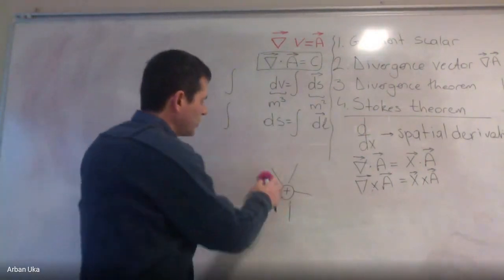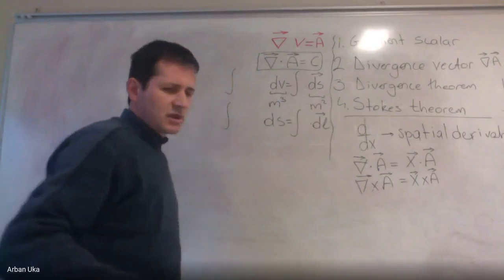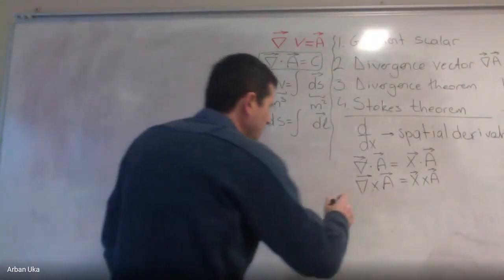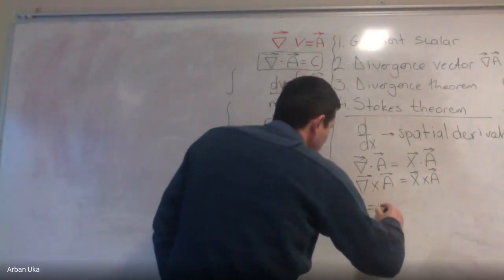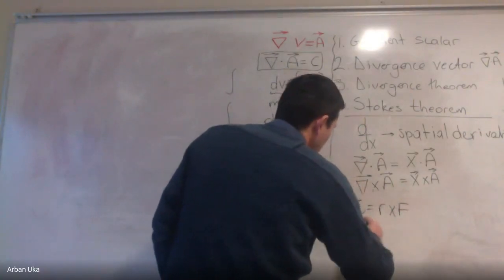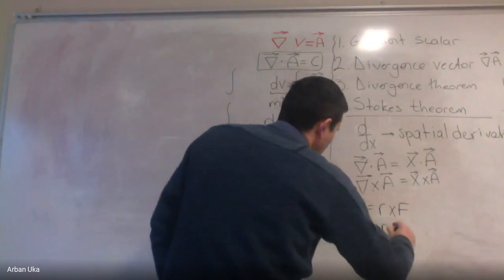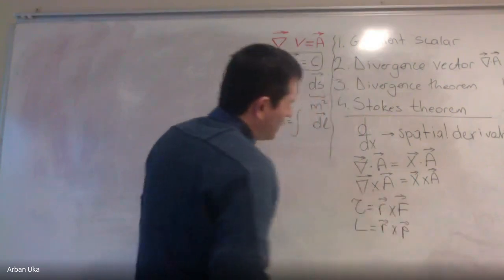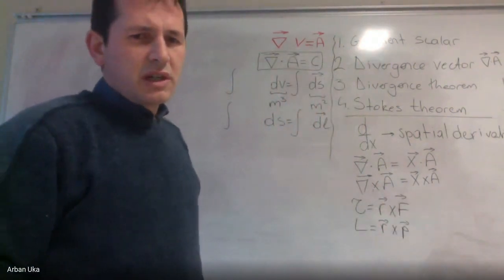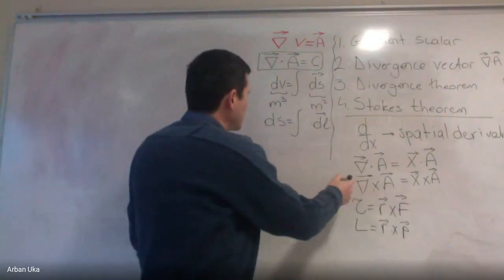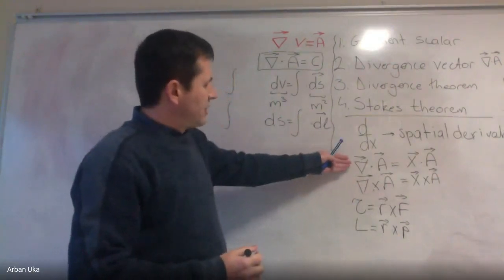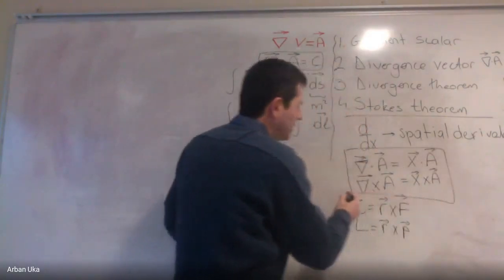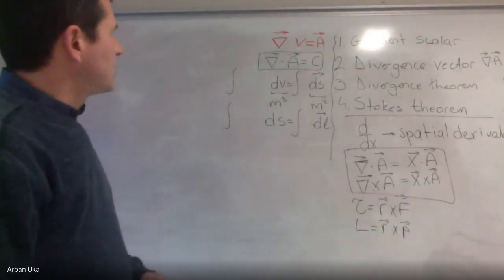One of the quantities used in the calculation of the torque or the angular momentum, just as a reminder, the torque used to be equal to R cross force, and the angular momentum L used to be R cross P. So here we have two quantities which are found using this notation.